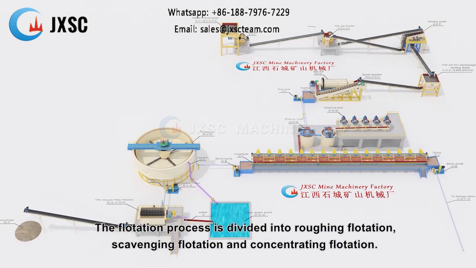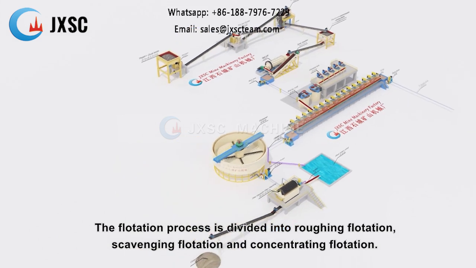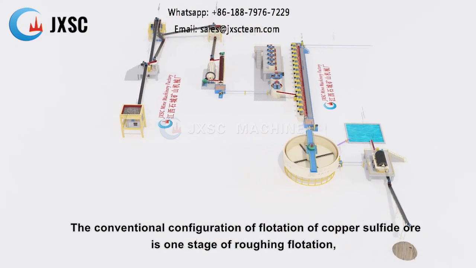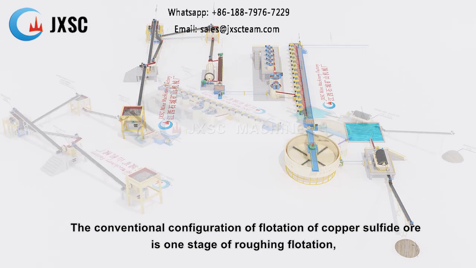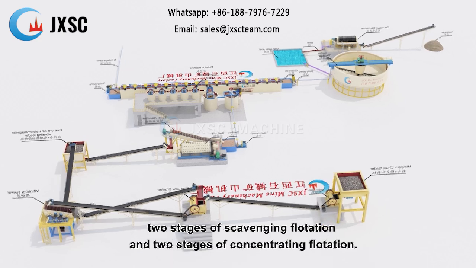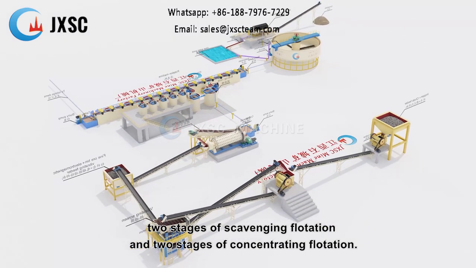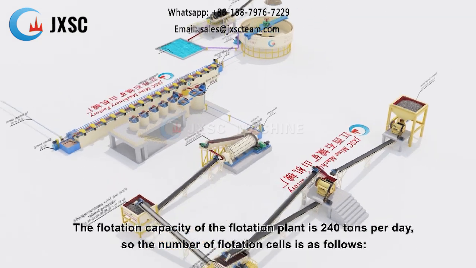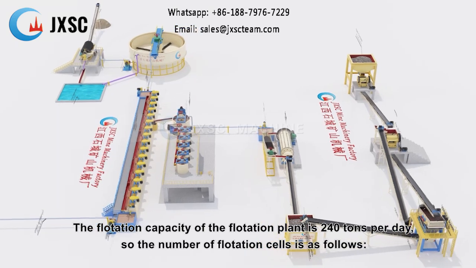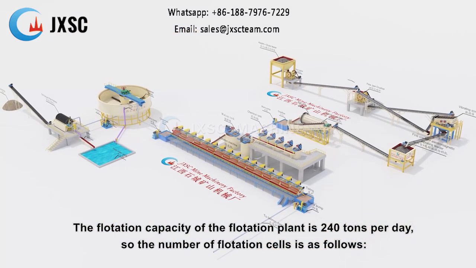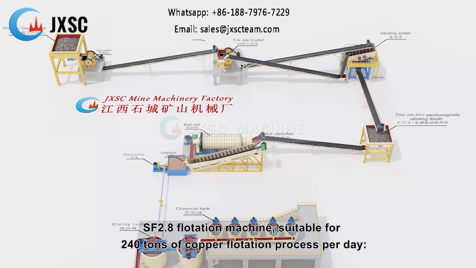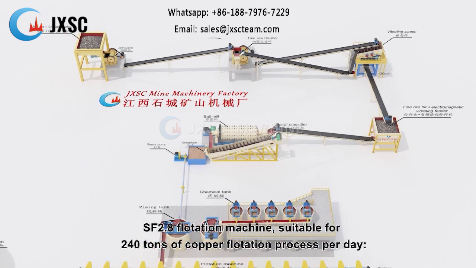The flotation process is divided into roughing flotation, scavenging flotation, and concentrating flotation. The conventional configuration of flotation of copper sulfide ore is one stage of roughing flotation, 2 stages of scavenging flotation, and 2 stages of concentrating flotation. The flotation capacity of the flotation plant is 240 tons per day, so the number of flotation cells is as follows. SF 2.8 flotation machine, suitable for 240 tons of copper flotation process per day.